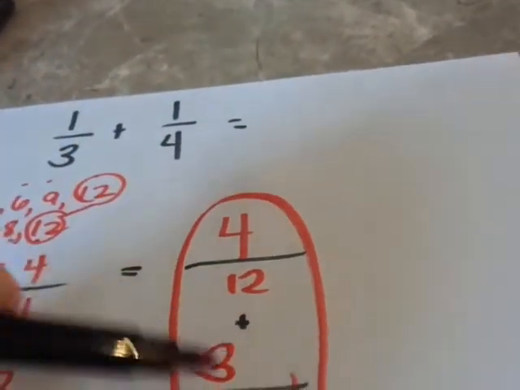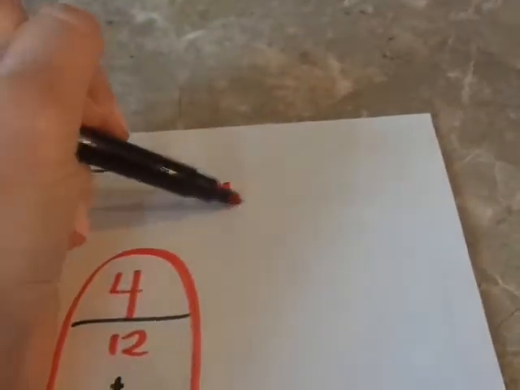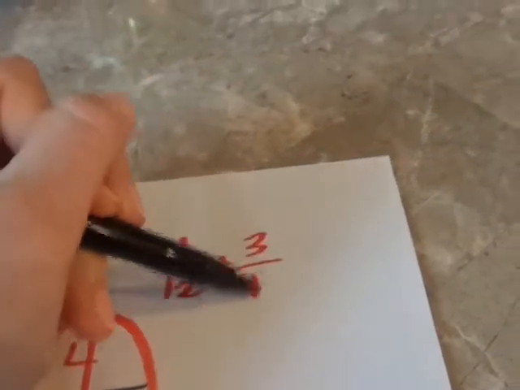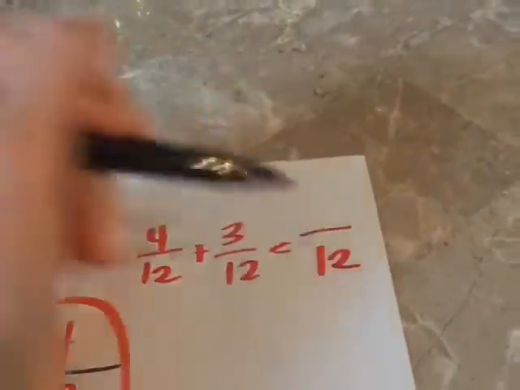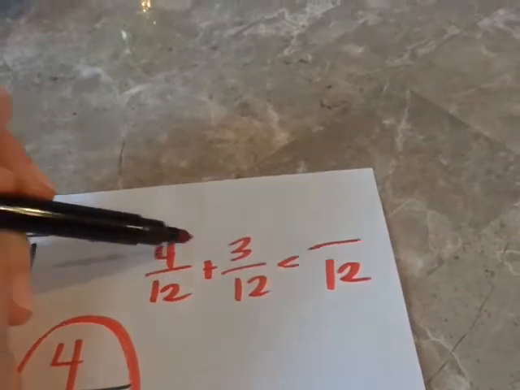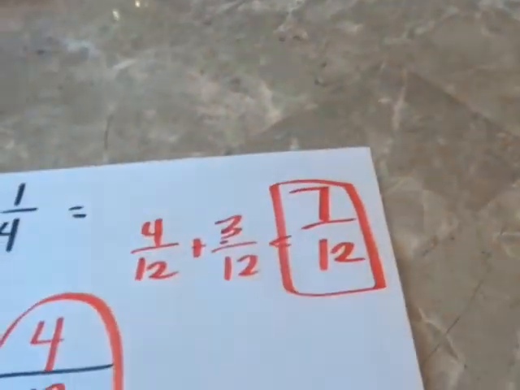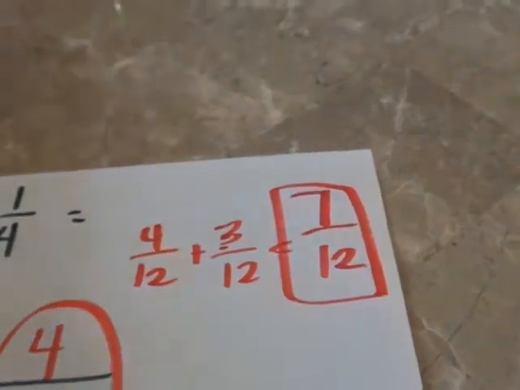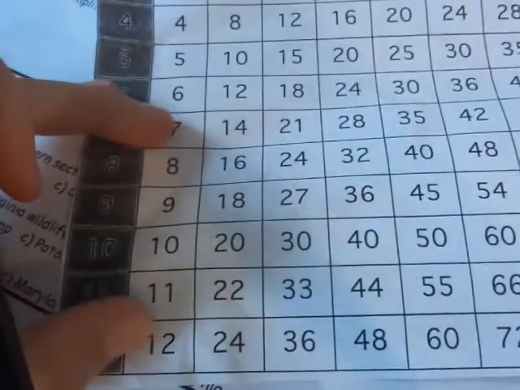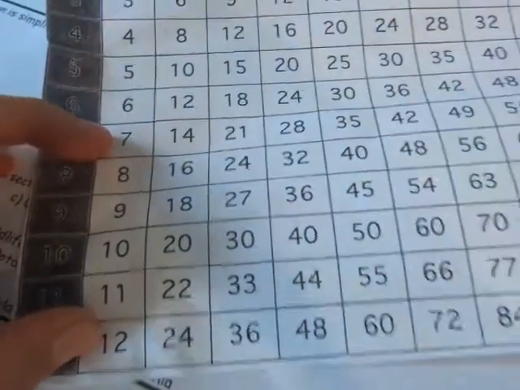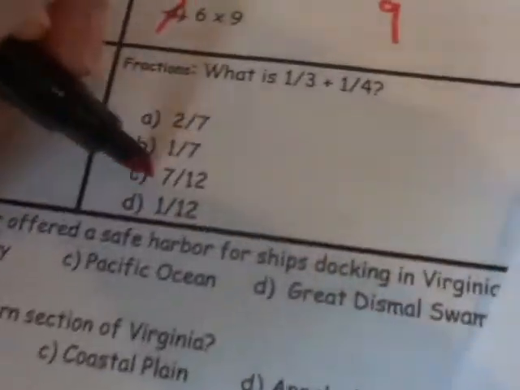Now that they have the same denominator, I can add them. So I take 4 12ths plus 3 12ths. Denominator stays the same because they're the same here. 4, 5, 6, 7. So 7 12ths. And then I ask myself if that can be reduced. If I find 7 12ths, it's right here. My GCF is 1, which means it's simplified. So the best answer is C.